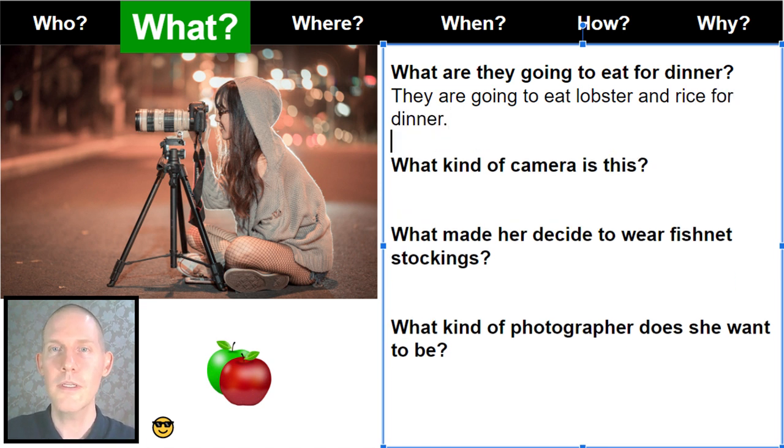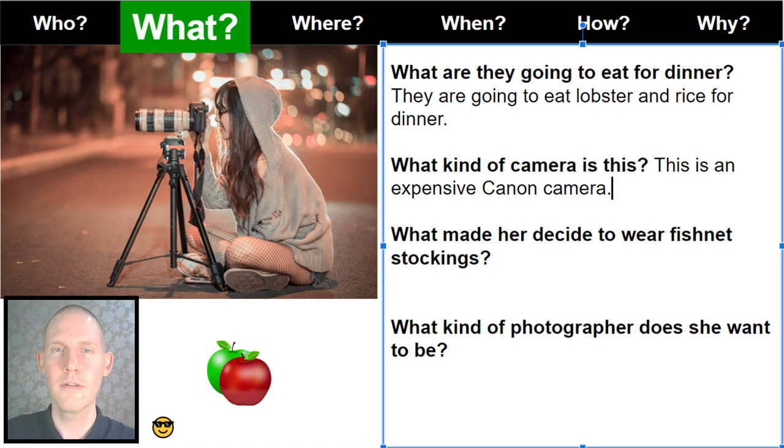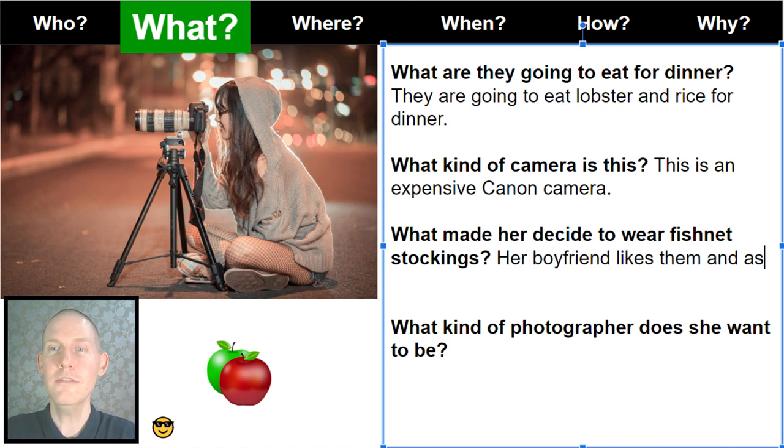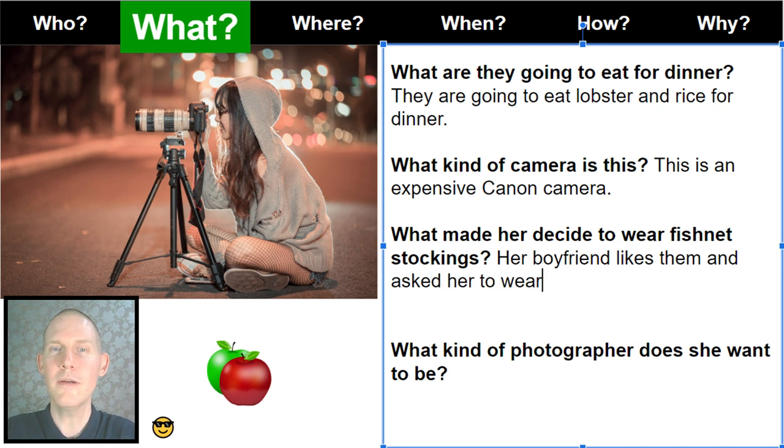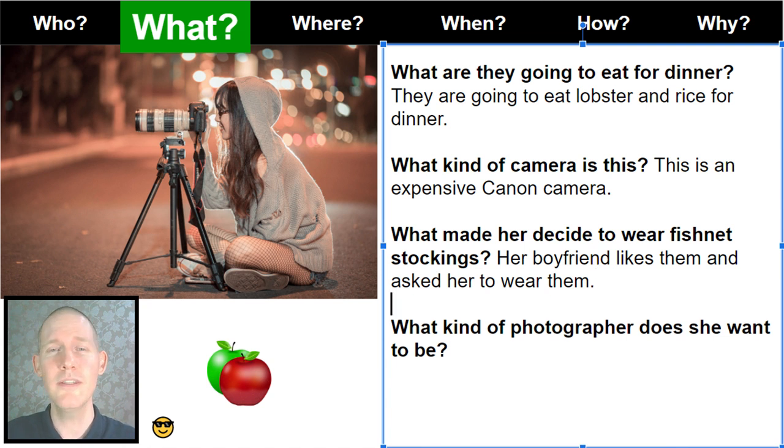Right? What kind of camera is this? Ooh, this is an expensive Canon camera. Why not? What made her decide to wear fishnet stockings? Ooh, her boyfriend likes them and asked her to wear them. And she's like, oh, I love you, baby. I'll do anything you want. What kind of photographer does she want to be?